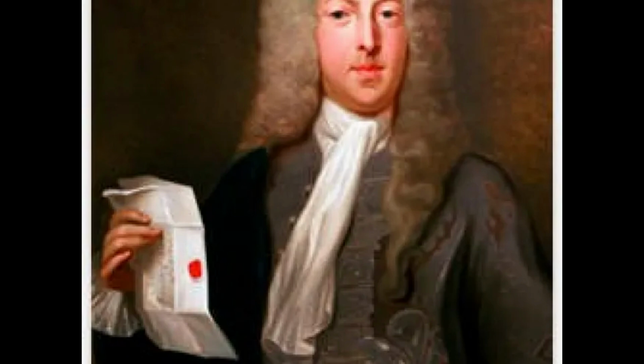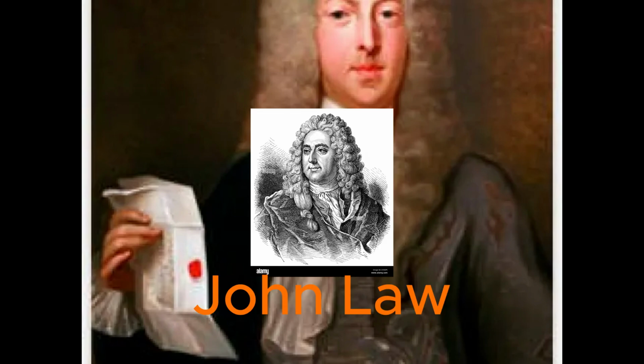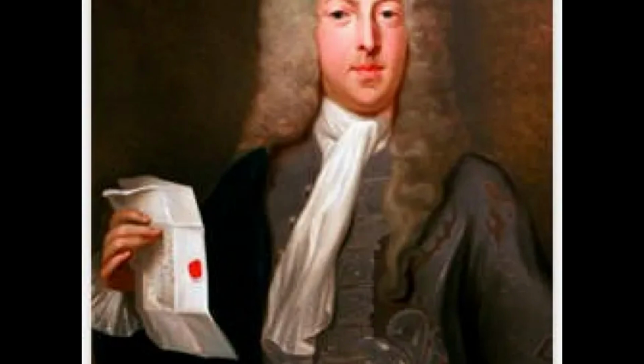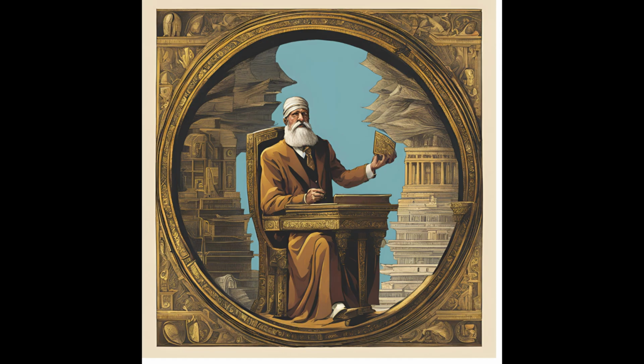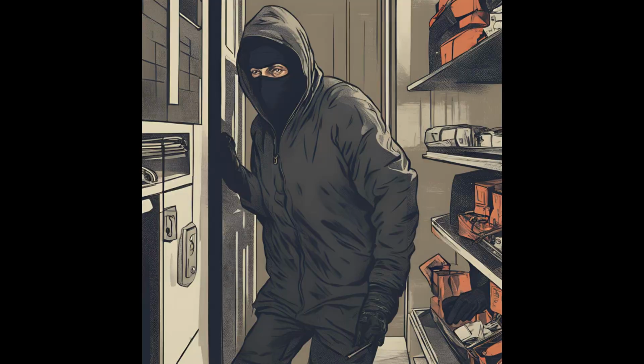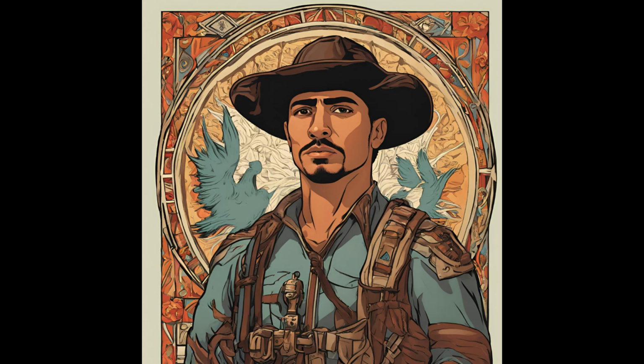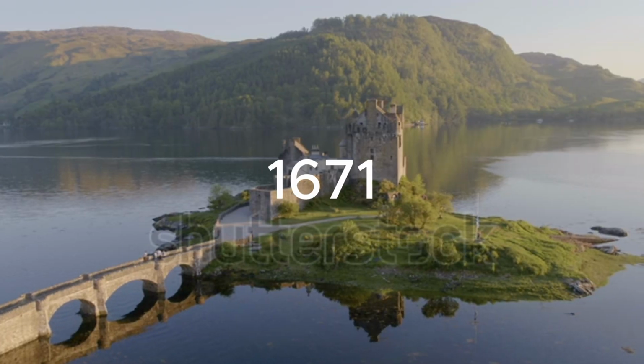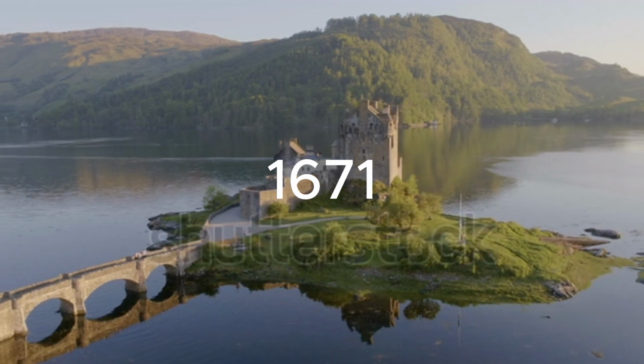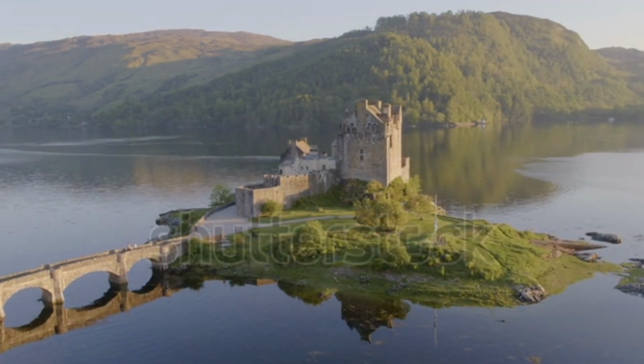The story begins and ends with one man, yes, this man, John Law. You may call him a philosopher, an economist, a financial engineer, a fund manager, a banker, a finance guru, a villain, a hero, or even a murderer. John Law was born in 1671 in Edinburgh, Scotland, into a family with deep financial roots.